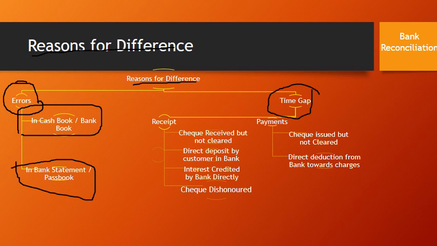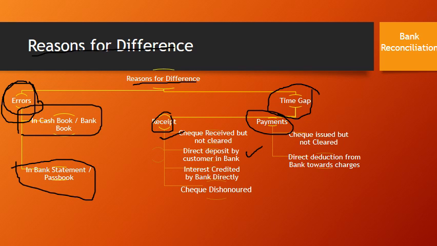The first one is error. The second reason is time gap. We know there are two types of transactions we record: one is a receipt transaction, another one is a payment transaction. The time gap reason in case of receipts is check received but not cleared. So we have received a check but we have not gone and deposited it into a bank.